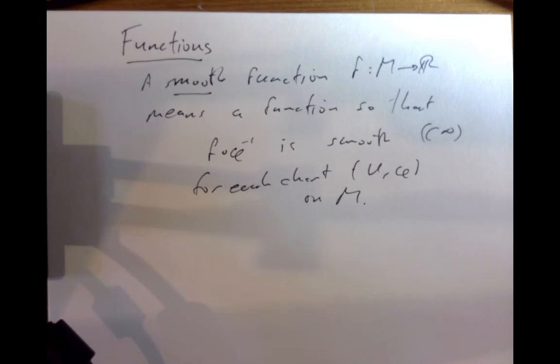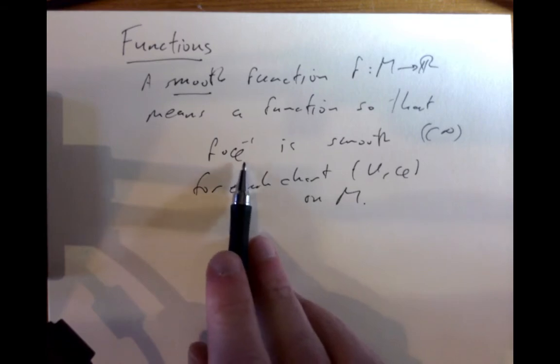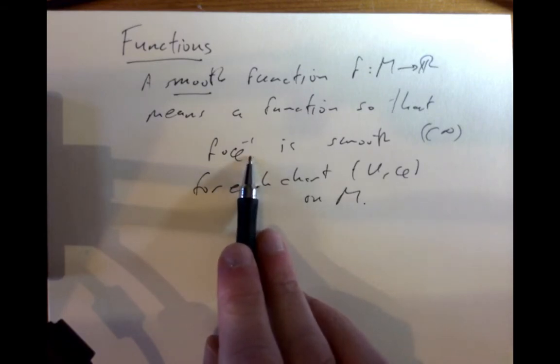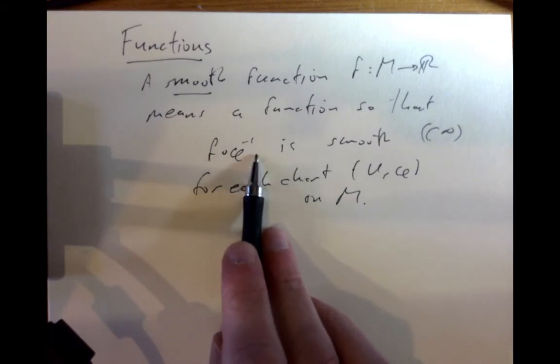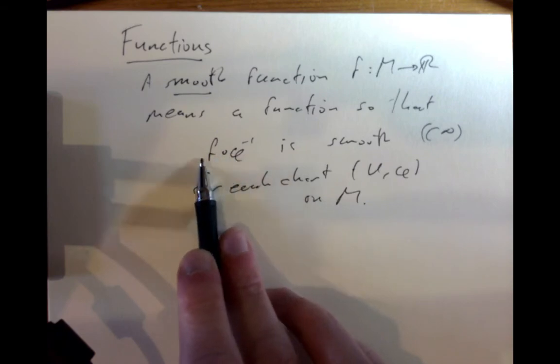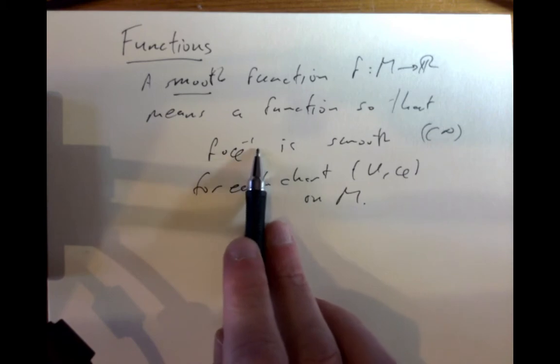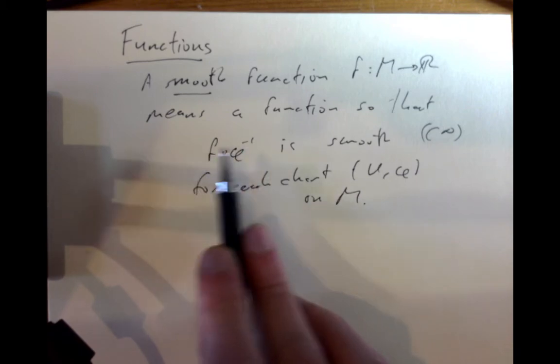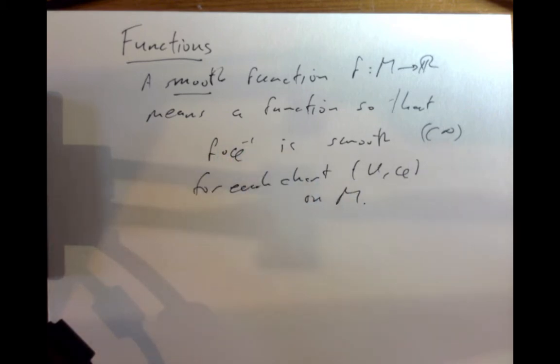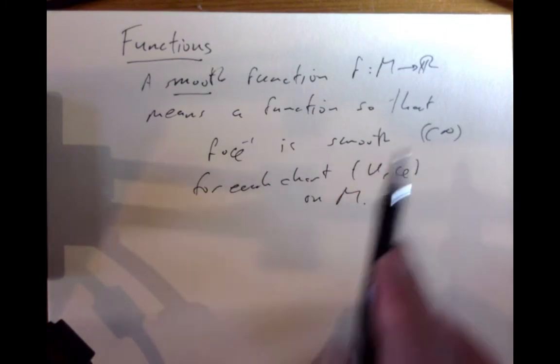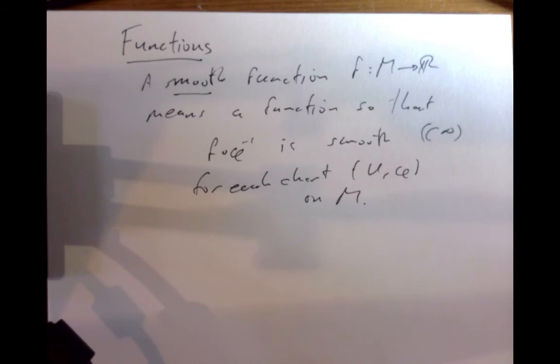It means that it looks smooth when you look at it in the charts, because the chart identifies with Euclidean space. So the inverse of the chart identifies Euclidean space with a piece of the manifold. So we go from Euclidean space to the manifold and then to real numbers. And so it makes sense that this goes from Euclidean space to real numbers, or some open set in Euclidean space to real numbers. And so it makes sense to talk about it being a smooth function in the sense of usual differential calculus, having infinitely many derivatives of all variables.